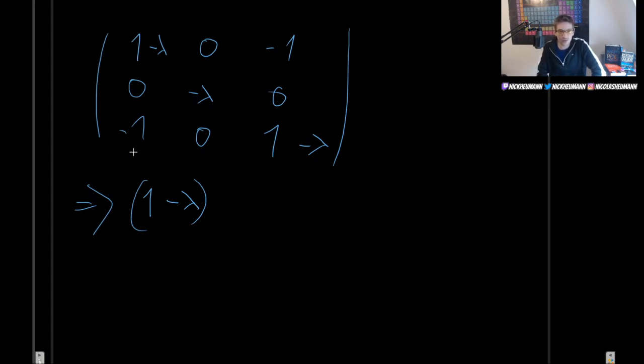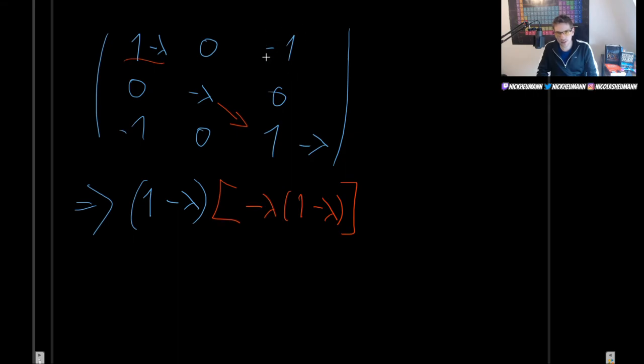Okay, so going back to finding the eigenvalues. Taking now the characteristic equation of this, we get 1 minus lambda times this part times this, right? This times this times this minus 0 times 0, but of course 0 times 0 is 0. So we get minus lambda times 1 minus lambda.